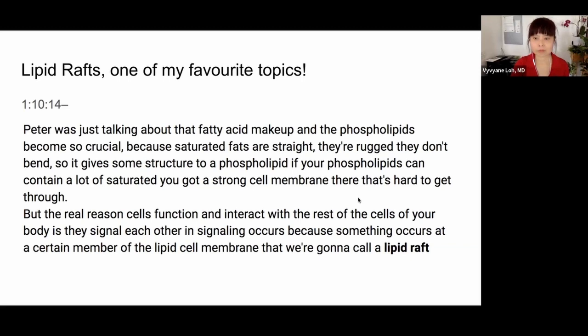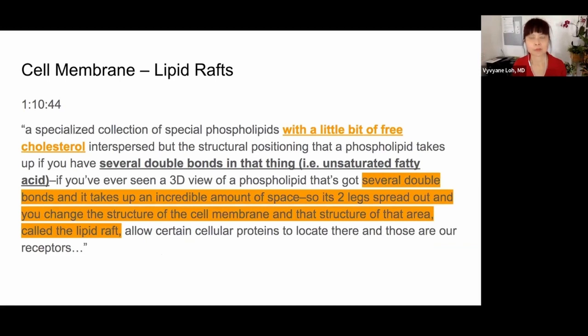And signaling occurs because something occurs at a certain area of the lipid cell membrane that we're going to call a lipid raft, which is a specialized collection of special phospholipids with a little bit of free cholesterol interspersed. But the structural positioning that a phospholipid takes up, if you have several double bonds in that thing, if you've ever seen a 3D view of a phospholipid that's got several double bonds, it takes up an incredible amount of space, so its two legs spread out, and you change the structure of the cell membrane, and that structure of that area called the lipid raft allows certain cellular proteins to locate there.